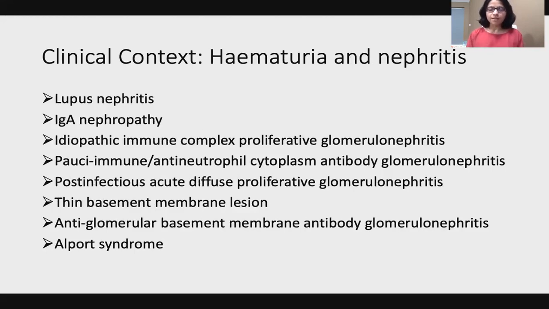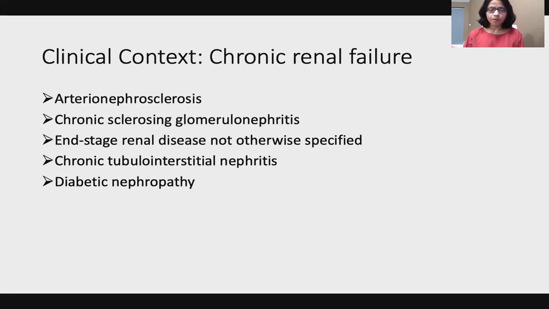The next category is hematuria and nephritis, and this includes lupus nephritis, IgA nephropathy, post-immune nephropathy, post-infectious glomerulonephritis, etc. Then the last pigeonhole is chronic renal failure. Now that can be the end stage of all the pathologies that I described before, but can also be seen in certain conditions like chronic tubulointerstitial nephritis, chronic stages of diabetes, etc.